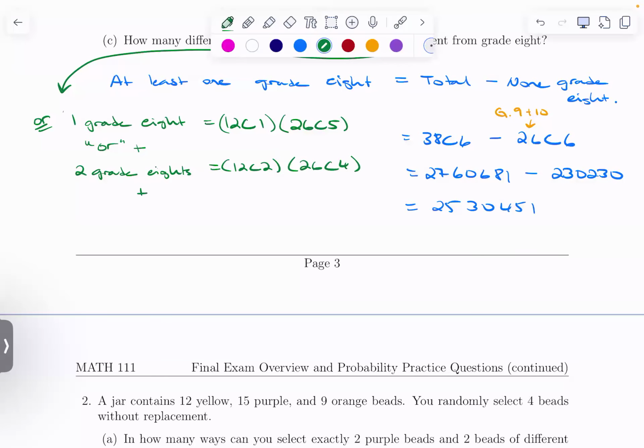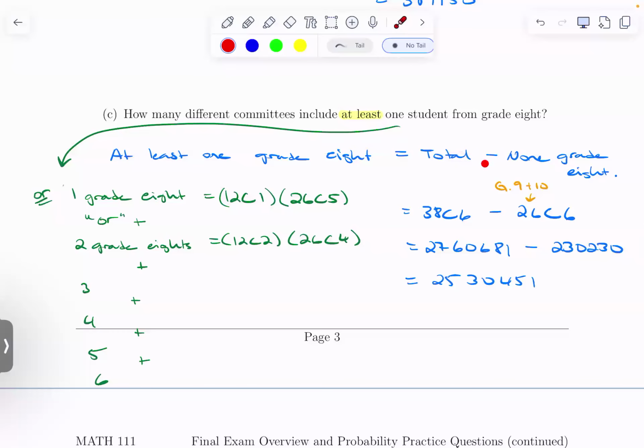Or 3 or 4 or 5 or 6. And then you'd have to add all those up. I don't even want to write that all out. You can do that. That's going to work. I would think of that as the brute force method. It's going to work, it's just going to be annoying. Whereas if you recognize the at least and then you say, what if I just take away whatever I don't want, then it's a little bit quicker. Okay. So, any questions about that one?